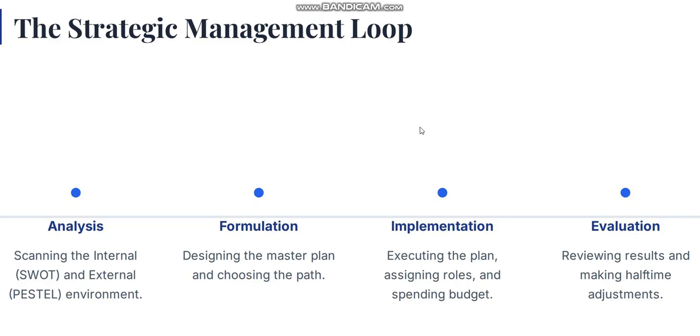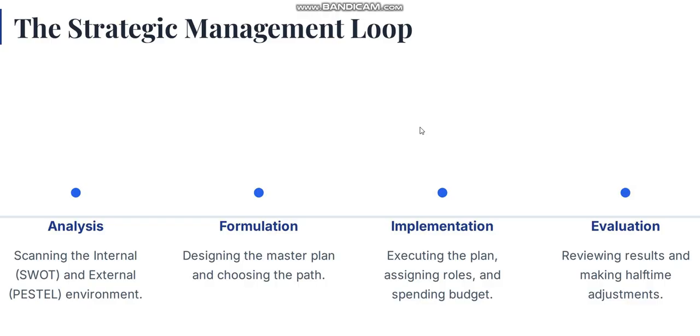Here is the strategy management loop's analysis: formulation, implementation, and evaluation. Scanning the internal, of course, and external factors. Internal factors like SWOT analysis, external, of course, could be PESTLE, which could be environmental. So this internal analysis could be SWOT analysis. You understand SWOT analysis means strengths, weaknesses, opportunities, and threats.